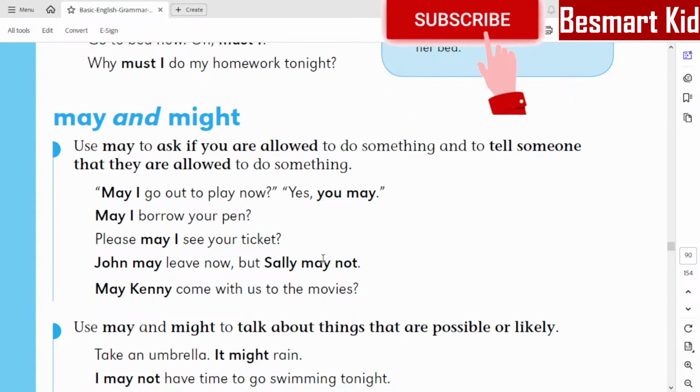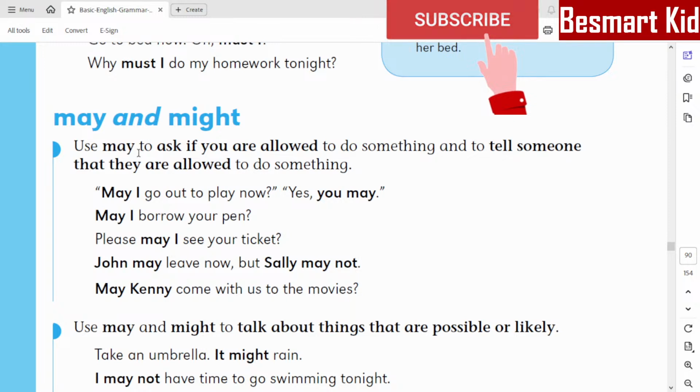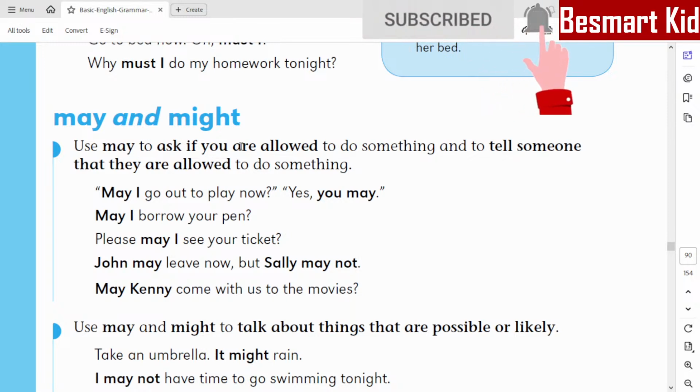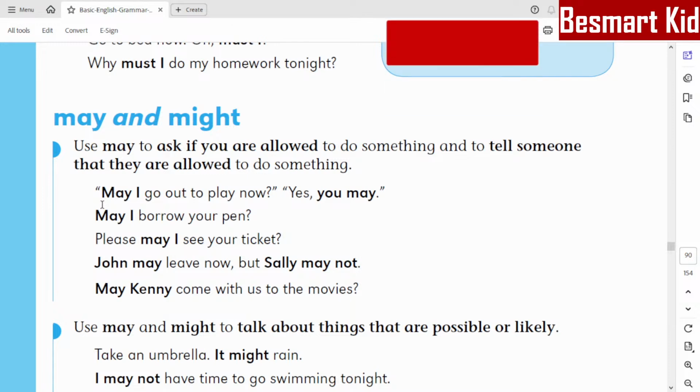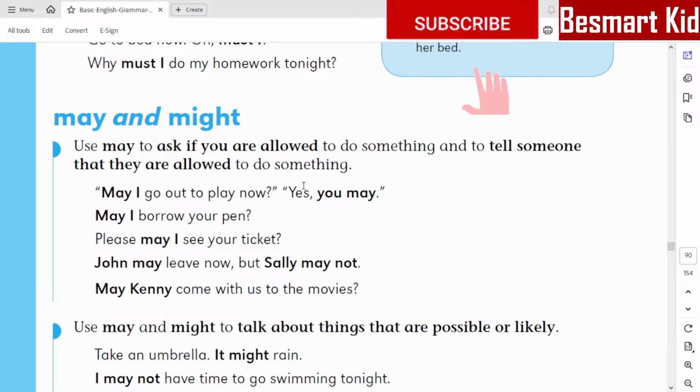And now we have may and might. Use may to ask if you are allowed to do something and to tell someone that they are allowed to do something. May I go out to play now? Yes, you may.